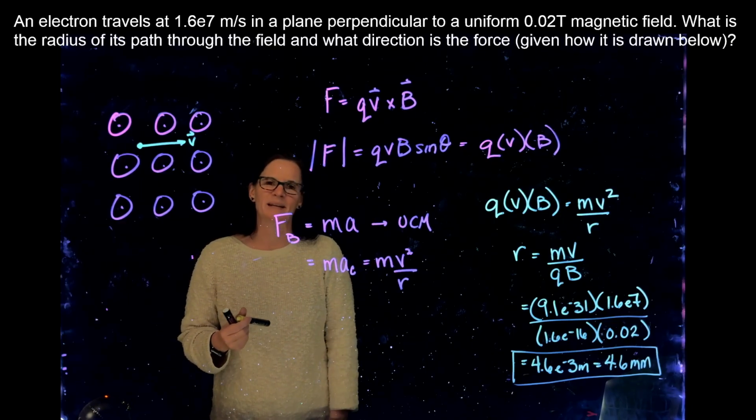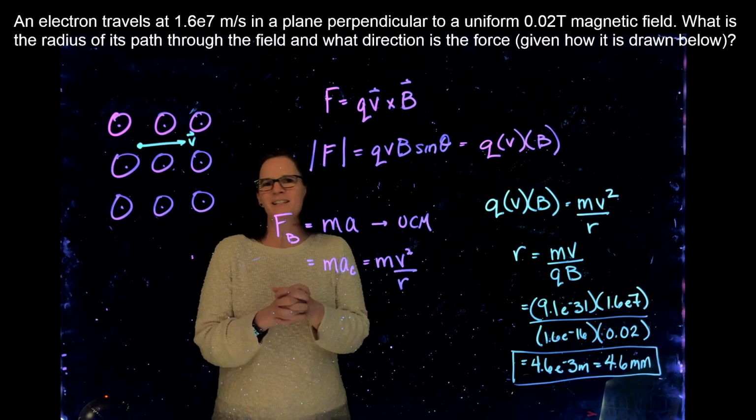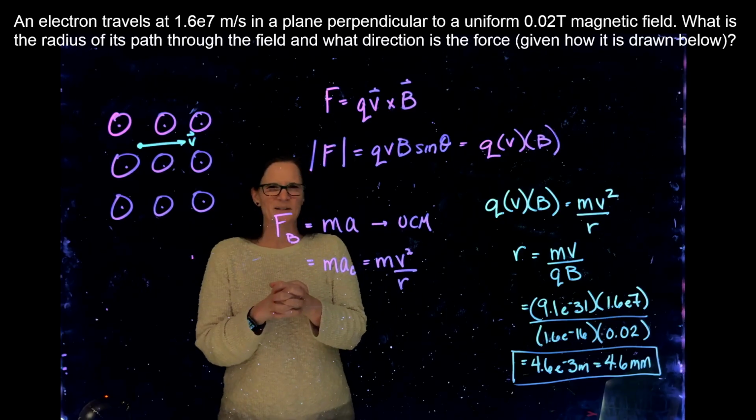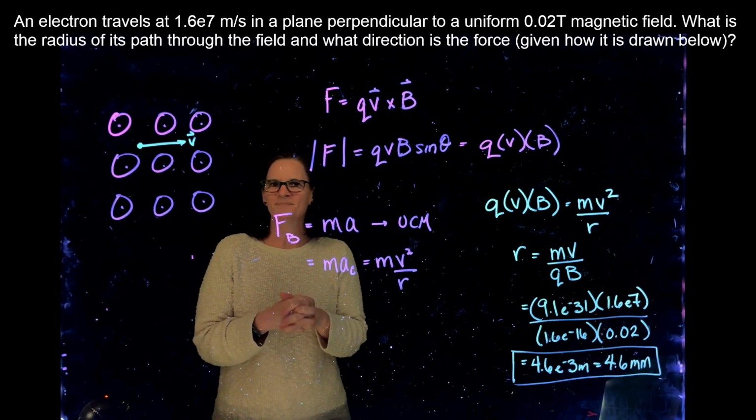So that is the radius of the circle that this charged particle is going to travel as it moves through this magnetic field. All right, so using that idea of uniform circular motion, recognizing where that comes from, practicing a little bit with the forces a charged particle feels in a magnetic field. All right, good job.